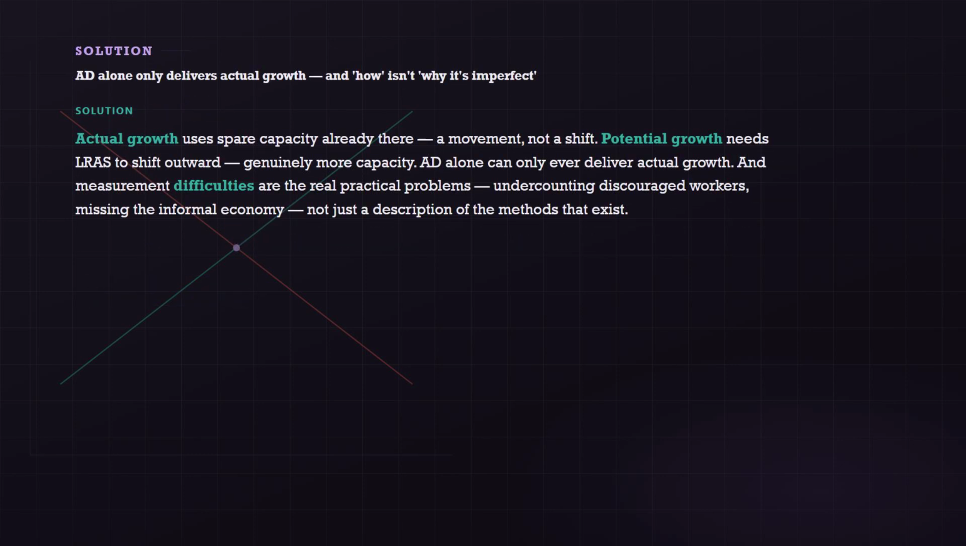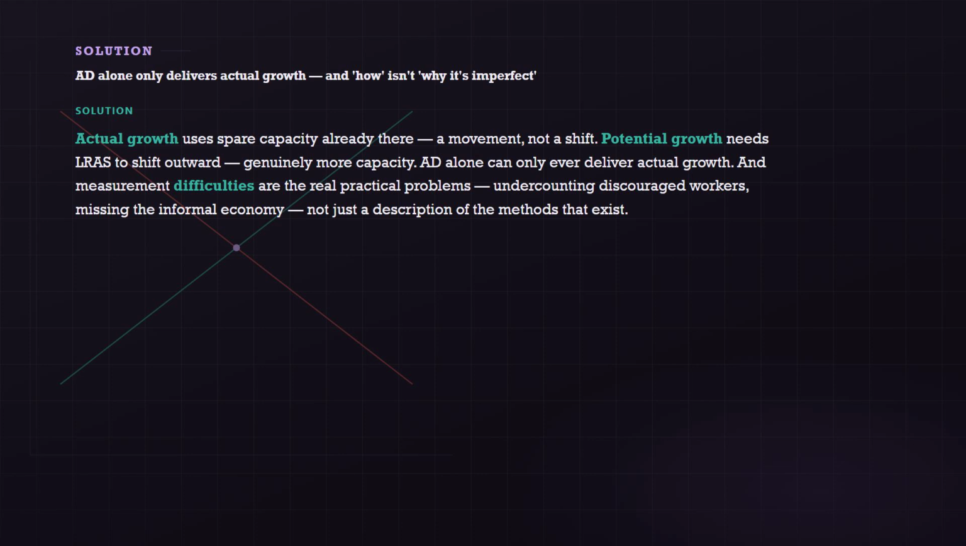Here is the solution. Actual economic growth is a short-run rise in real output, often from an increase in aggregate demand using up spare capacity that already exists. It's a movement, not a shift outward. Potential economic growth is a genuine increase in the economy's maximum capacity itself, which needs an outward shift in long-run aggregate supply. More or better resources, not just using existing ones more fully. An increase in AD alone can only ever deliver actual growth up to the limit of existing capacity.